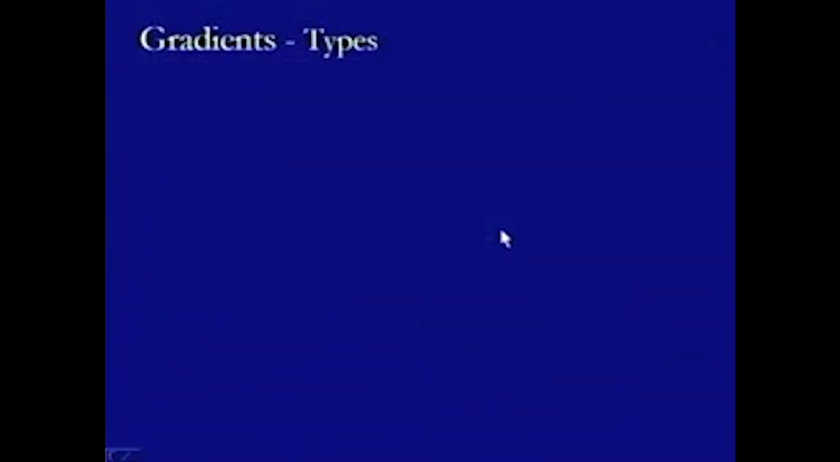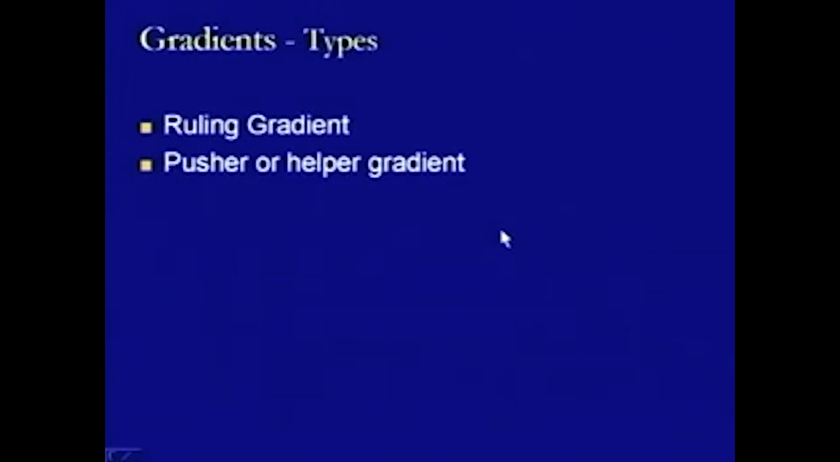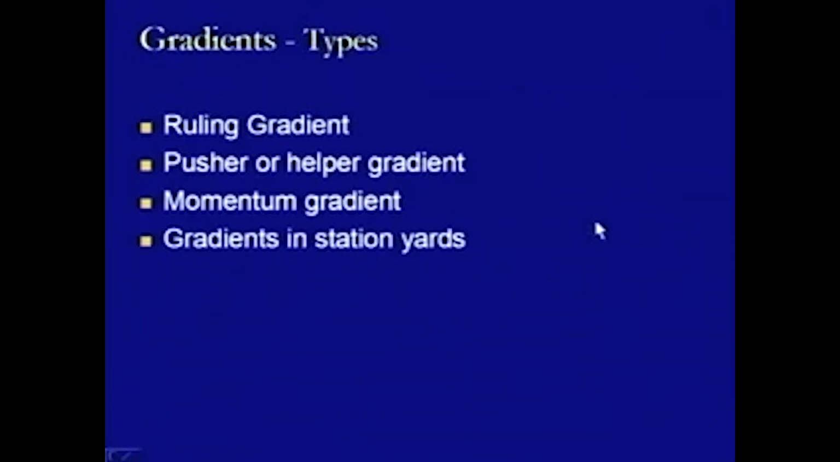So, looking at these objectives, now we come to the different types of gradients which are generally provided. We have the ruling gradient, we have the pusher or the helper gradient, and we have the momentum gradient, and there are some gradients which are provided in the station yard. So, they are the specific type of gradients provided in the station areas. The previous 3 are generally provided when the connectivity between the 2 places is provided.